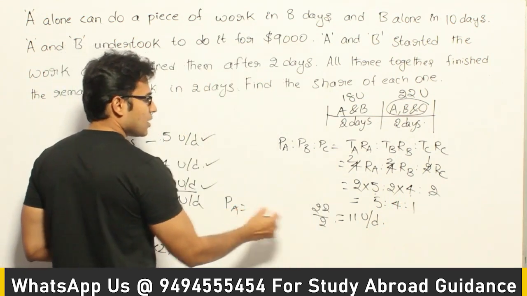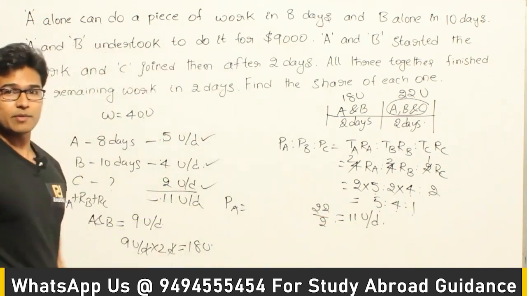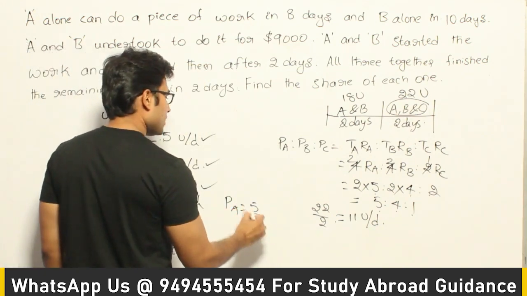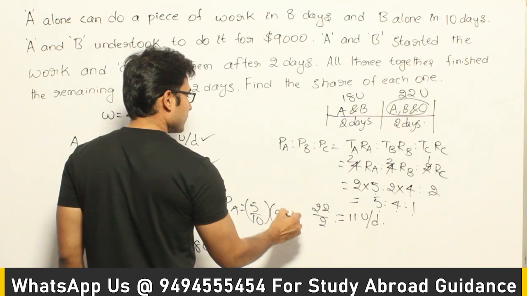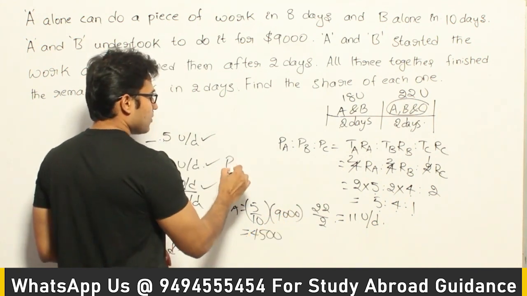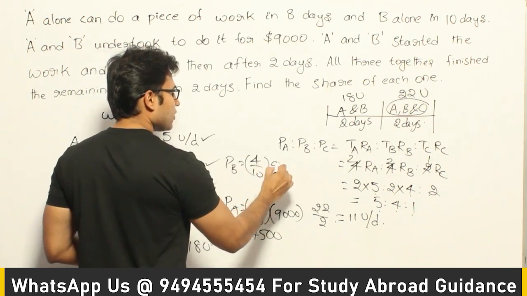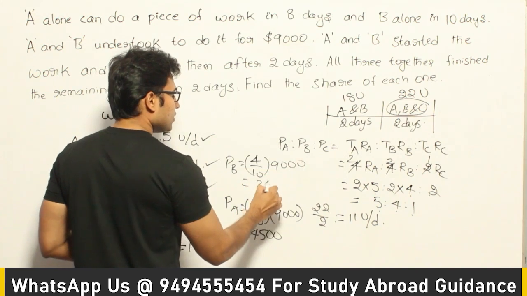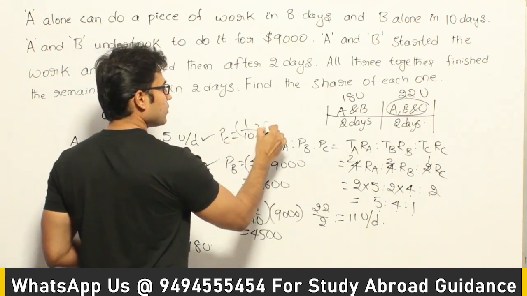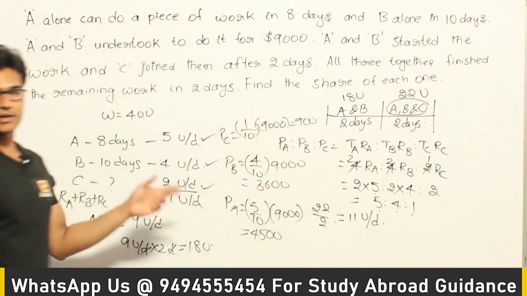Share of A is out of 10 parts, 5 plus 4 plus 1. Out of 10 parts he should get 5 parts of what? 9,000, that is the total. Therefore 5 by 10 of 9,000, which is going to be 4,500, and the part of B is 4 by 10 of 9000, which is nothing but 3600, and the part of C is 1 by 10 of 9000, which means $900. Got it? So that is the answer.